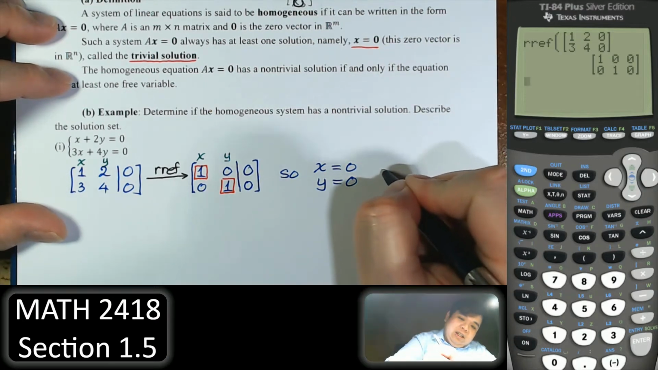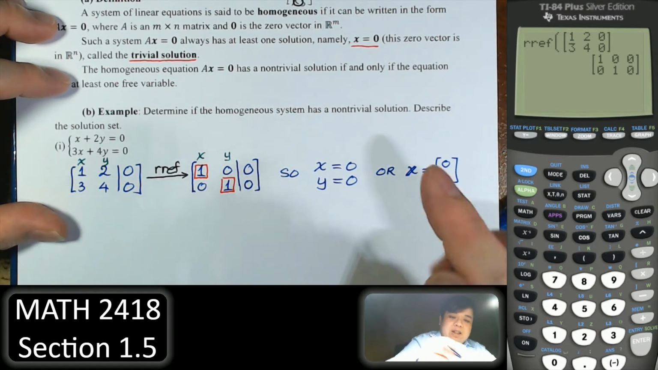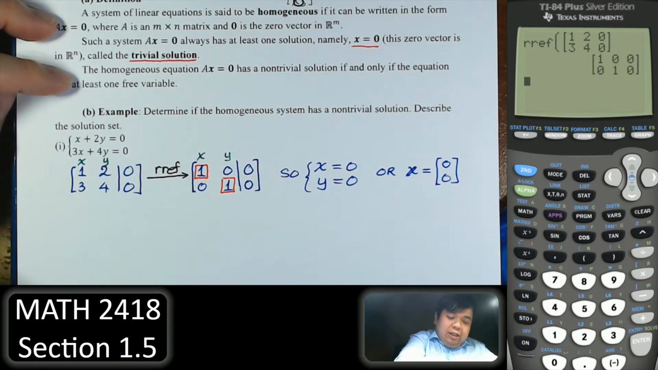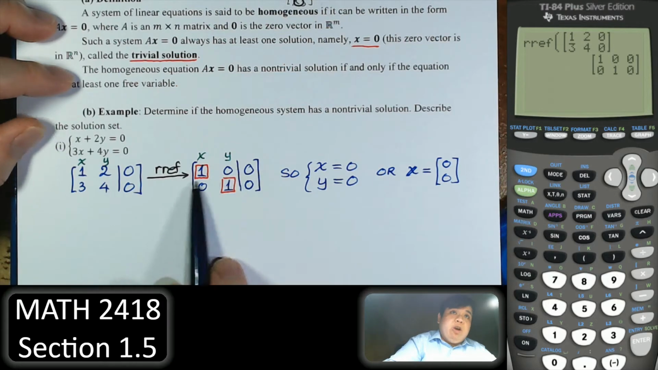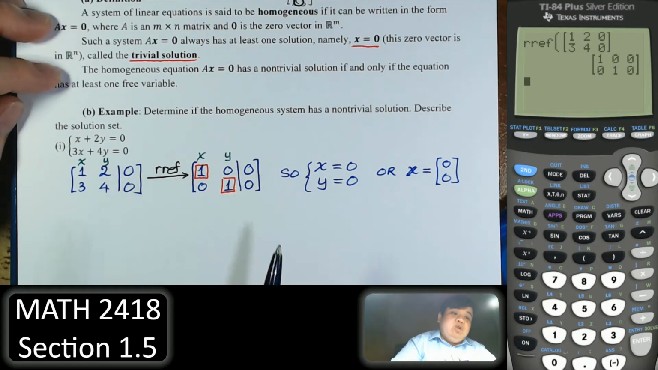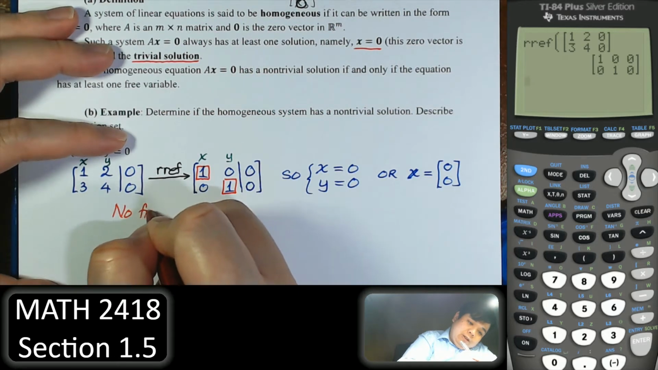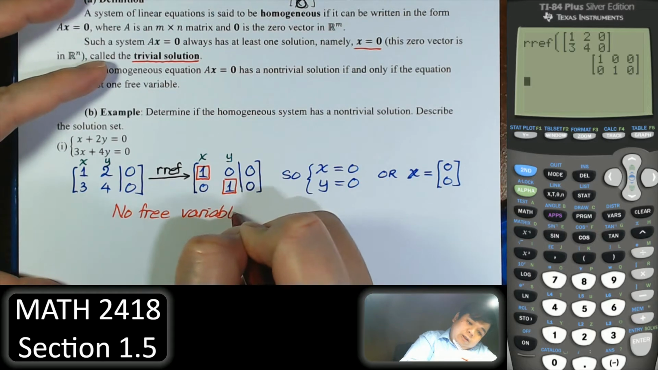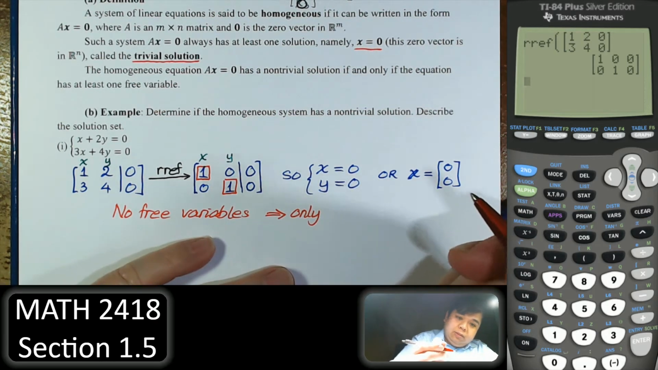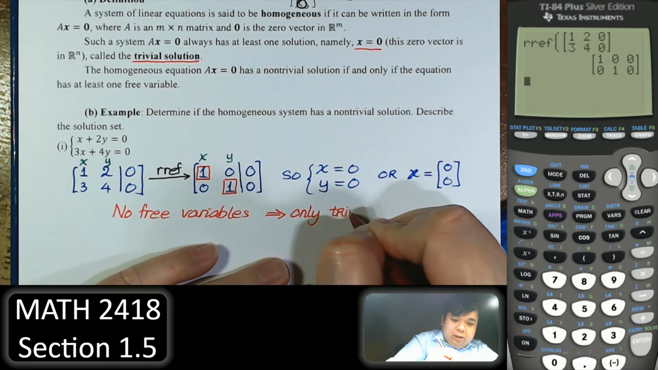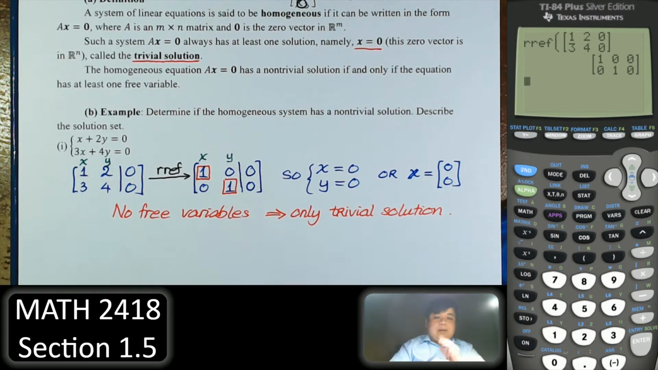If we want to write the solution, we can say the vector x is equal to the 0 vector. Either we write it like that, or we write it in vector form: vector x equal to the 0 vector. As you see, in this one we have no free variable. All the variables are basic. So in that case, we only have the trivial solution. Right. Simple enough.